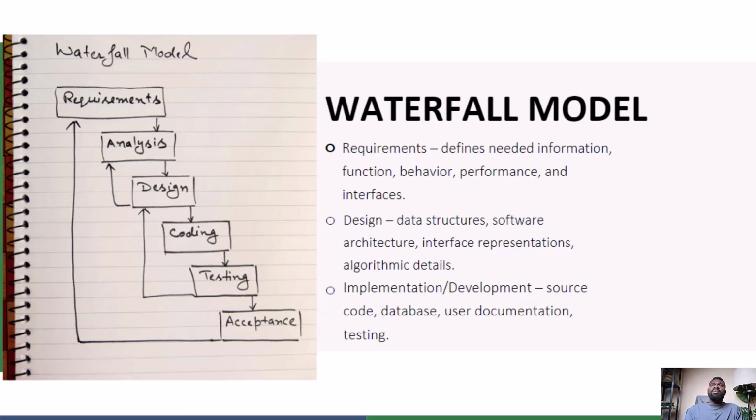Let's move on to some key characteristics of the waterfall model. It's sequential and linear. Each phase in the waterfall model must be completed before moving on to the next. This sequential approach ensures that one phase's output serves as the input for the subsequent phase.